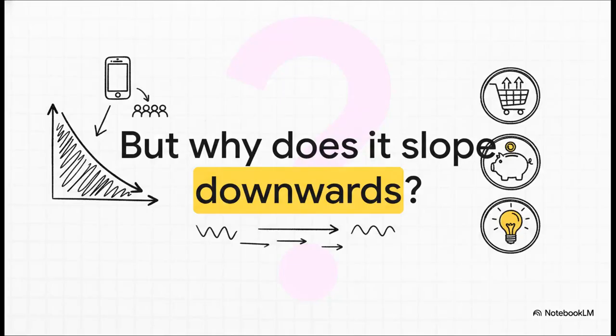But wait a minute, that's the big question, right? I mean, for a single item, it makes sense. If iPhones get cheaper, more people buy them. But if everything gets cheaper, that means your salary probably is too. So why would we buy more overall? Well, it turns out there are three pretty clever reasons.